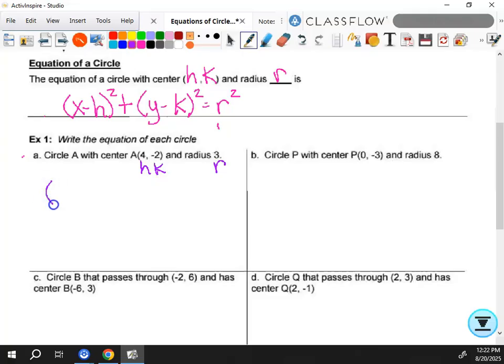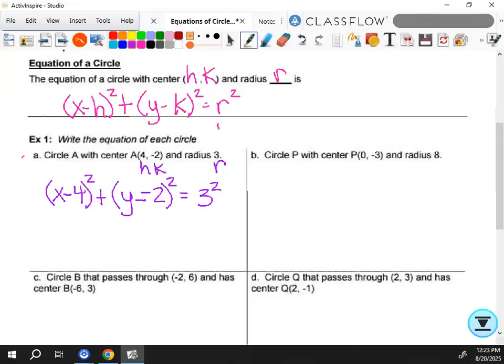So when I substitute this in, I'm going to get x minus h, which is 4, squared, plus y minus a negative 2, because that's k, squared, equals 3 squared. And what you'll hear me say a lot is the first step should be zero work, you just substitute it in. I know that there are lots of times where you can simplify things as you put it in there. That's where the careless mistakes happen. So we make sure we substitute everything in, and then we clean it up.